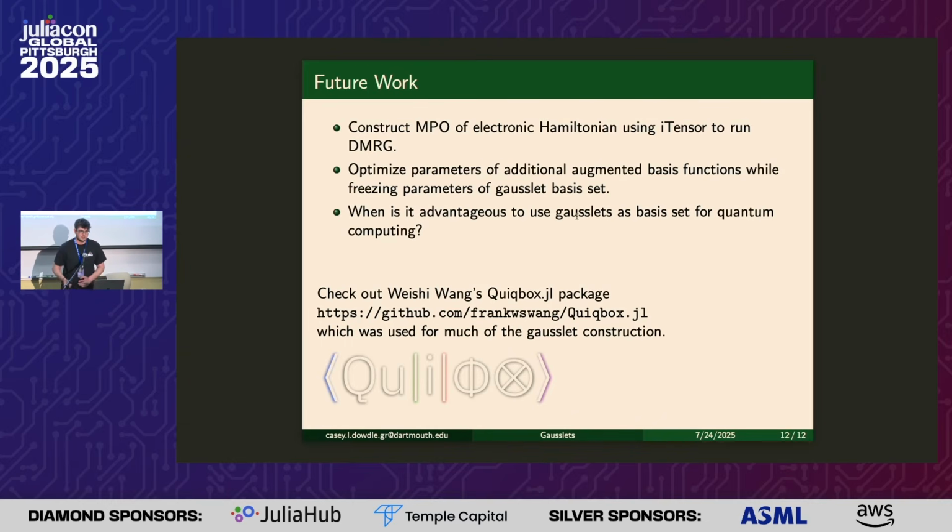In general, I used QuickBox for a lot of these along with my own custom integrals. And this is something you really couldn't do in any other basis set package, because QuickBox allows you to work with 1D basis functions and compose them really nicely as well. And one other thing that would be great to explore is when it is advantageous to use something like a Gausslets basis set for quantum computing. If you're familiar with the quantum computing literature and quantum chemistry, there's always an underlying assumption that they use a minimal basis set like STO-3G. So actually understanding how basis set discretization affects things like VQE would also be great to explore.